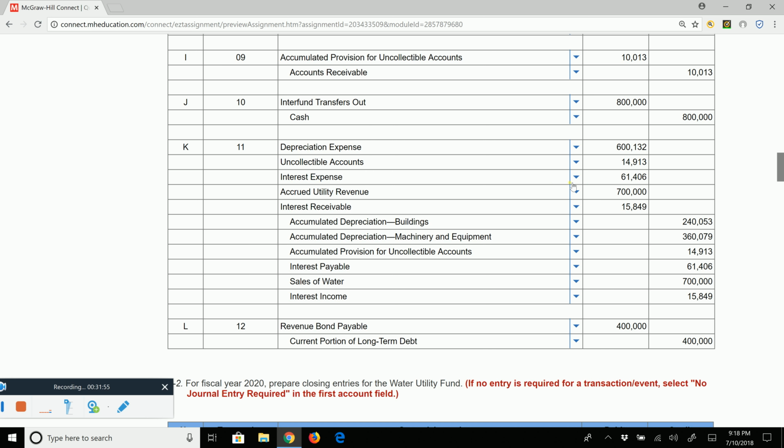We're going to accrue for interest, so we'll debit interest expense, credit interest payable. We're going to accrue for water usage that our customers use, but they weren't billed yet. So we will debit this asset called accrued utility revenue and credit the water sales. And lastly, we will accrue for interest income, debit interest receivable and credit interest income.